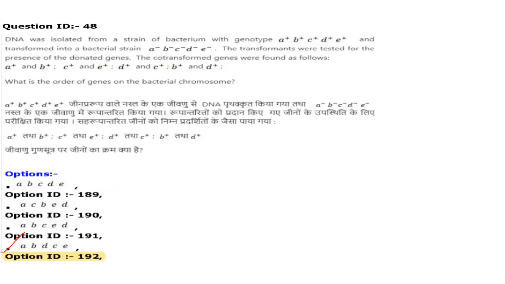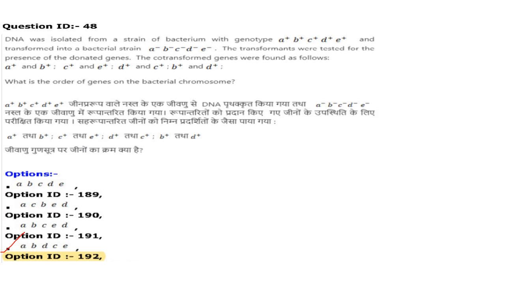Next question. DNA was isolated from a strain of bacterium with genotype A plus B plus C plus D plus E plus and transformed into a bacterial strain A minus B minus C minus D minus E minus. The transformants were tested for the presence of the donated genes. The co-transformed genes were found as follows: A plus and B plus, C plus and E plus, D plus and C plus, B plus and D plus. What is the order of the genes on the bacterial chromosome?